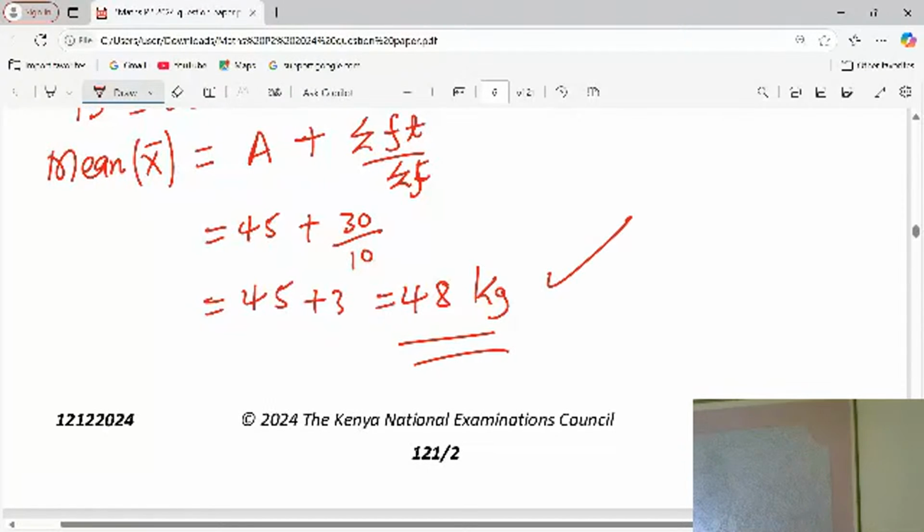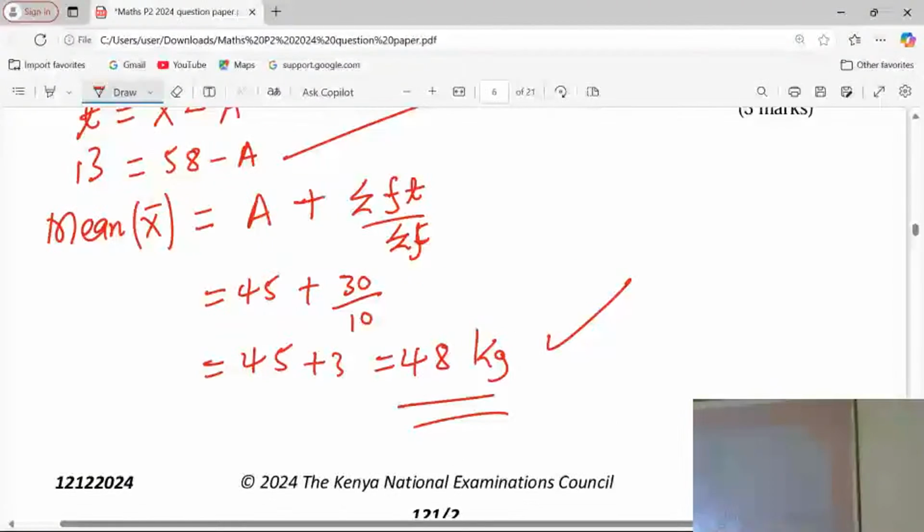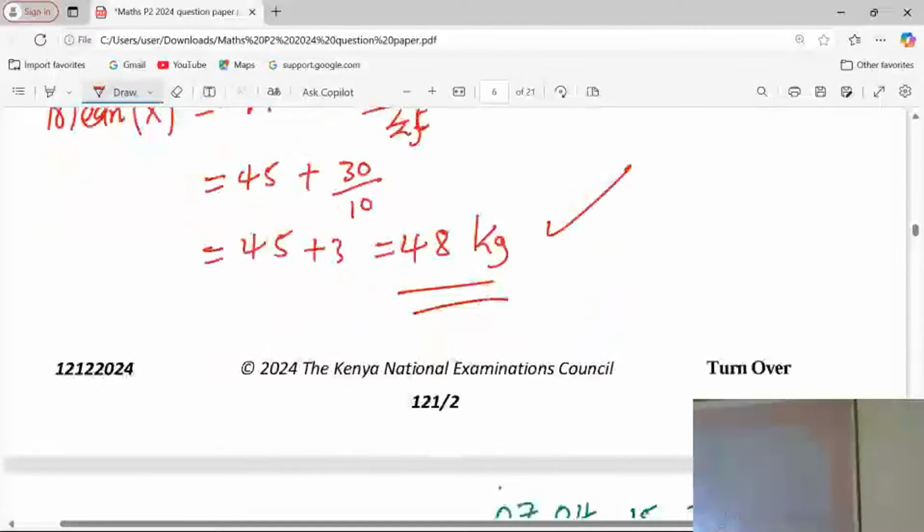This becomes the actual mean, 48 kg. Yeah, so I hope we are together up to that point.